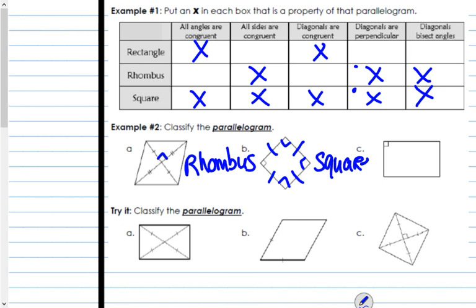It's either a square or a rhombus, since all the sides are equal, and since all the angles are 90 degrees, it makes it a square.